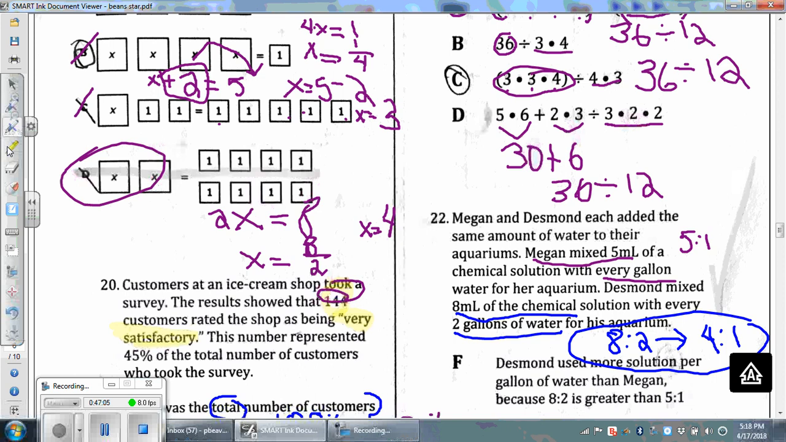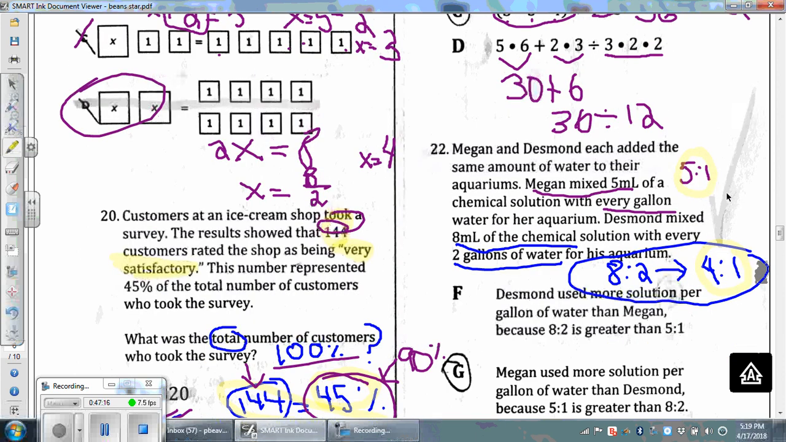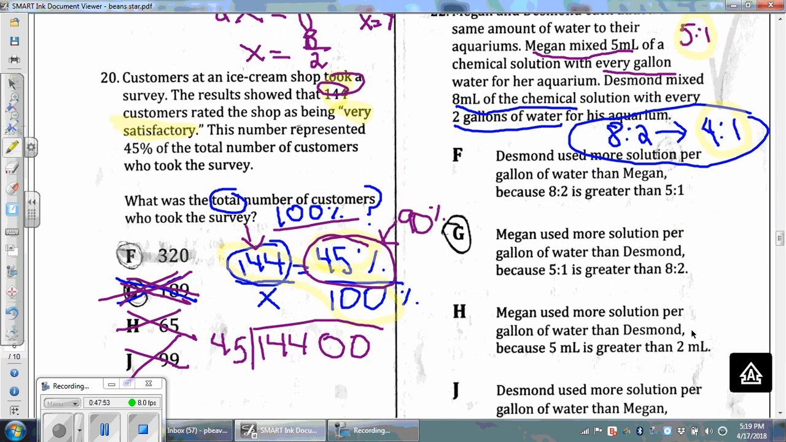And so the use of changing a ratio is that you can compare it to another. So now here you could see easily that Megan is actually adding more of that solution. So let's look at the question. It doesn't really have a question. Okay, so I guess we'll just make a conjecture statement out of it. So here, correct, and you got it correct. So G, Megan used more solution per gallon of water than Desmond. So we have 5 to 1 is greater than 8 to 2. And yes, that's correct. We demonstrated with this conversion here, 5 to 1 is greater. And so that is the correct answer.